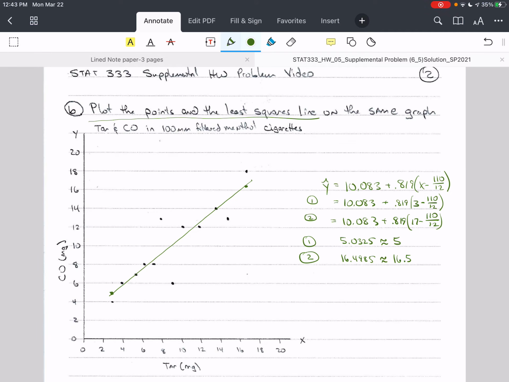Okay, and so I'm going to label this now. I'm going to label it as y hat equals 10.083 plus 0.819 times x minus 110 over 12. Okay, so that is part B. That's all you have to do for part B.